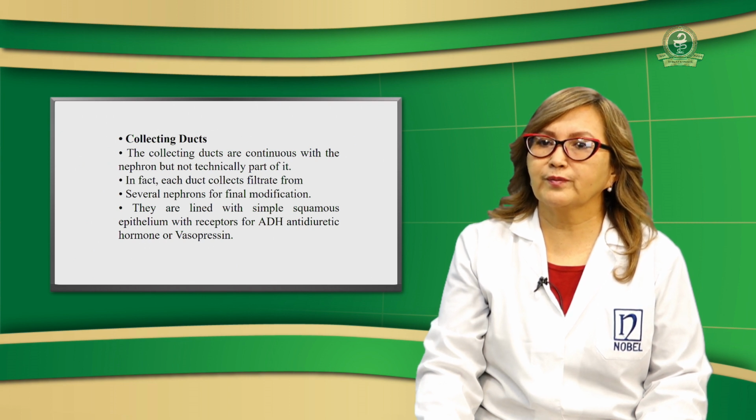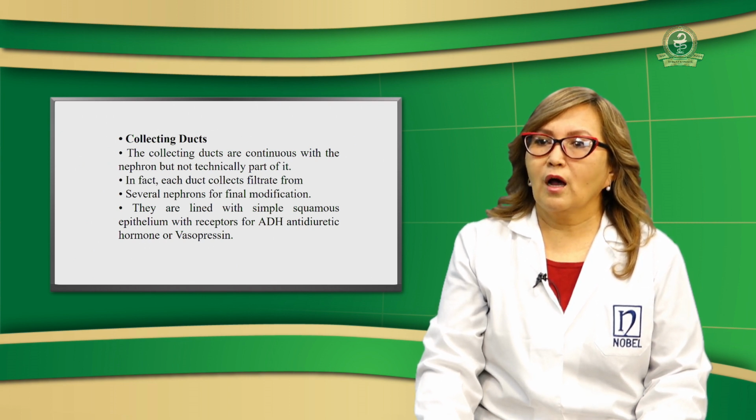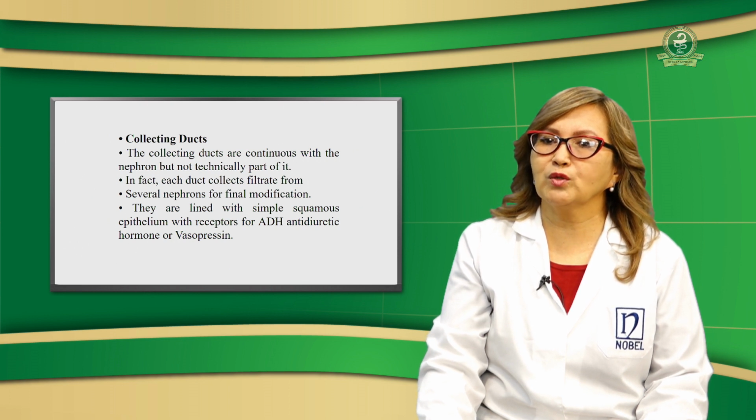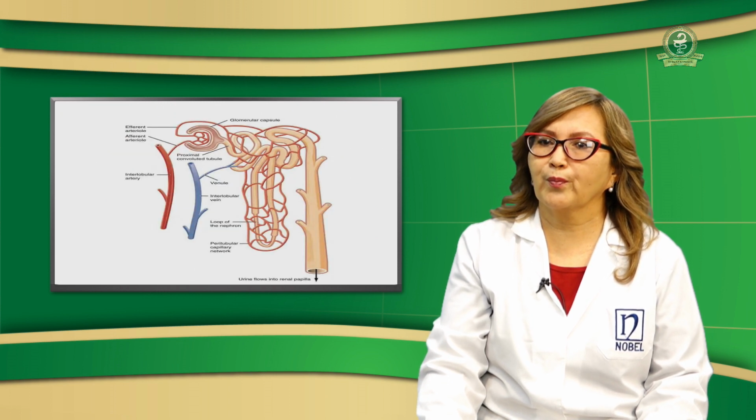Collecting ducts. The collecting ducts are continuous with the nephron but not technically part of it. In fact, each duct collects filtrate from several nephrons for final modification. They are lined with simple squamous epithelium with receptors for ADH, antidiuretic hormone or vasopressin.